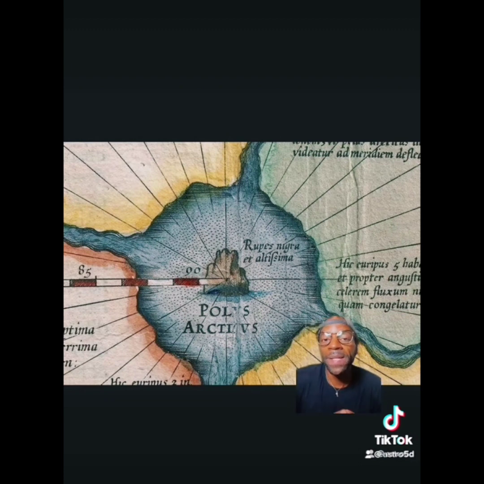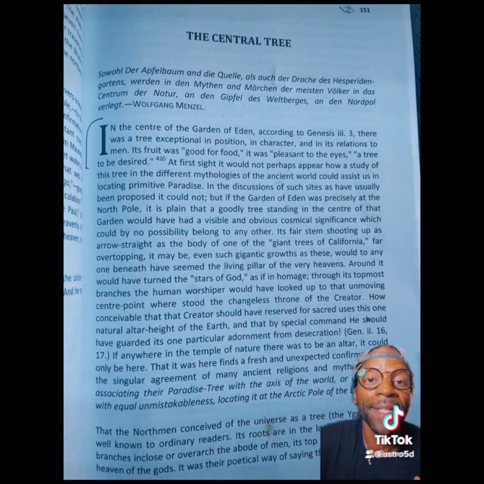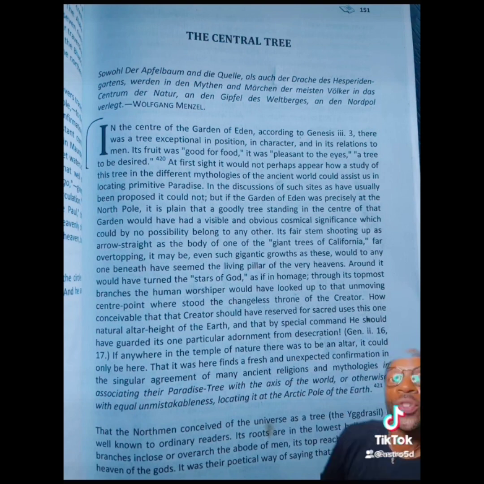And it has been said that the center has this magnetic mountain. Some cultures refer to this as the Great Tree of Life. And now, pulling from the book Paradise Found by William Warren, the central tree. In the center of the Garden of Eden, according to Genesis 3, there was a tree exceptional in position and character in its relations to men. Its fruit was good for food, it was pleasant to the eyes, a tree to be desired.